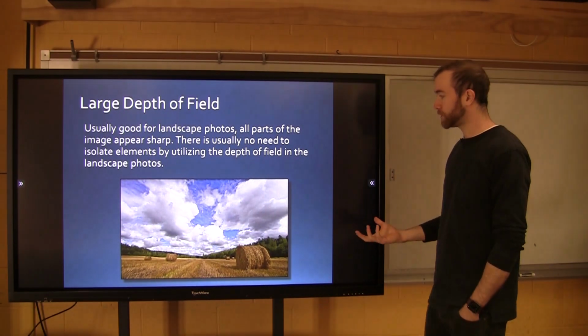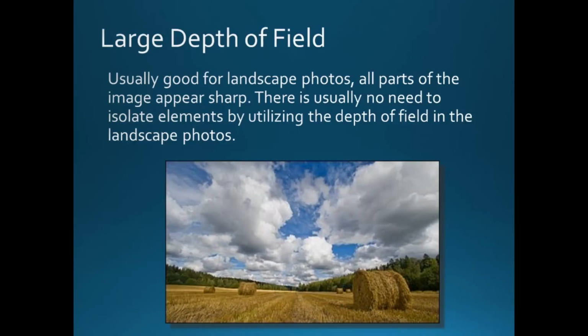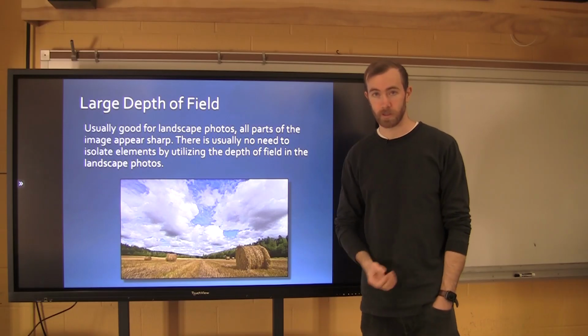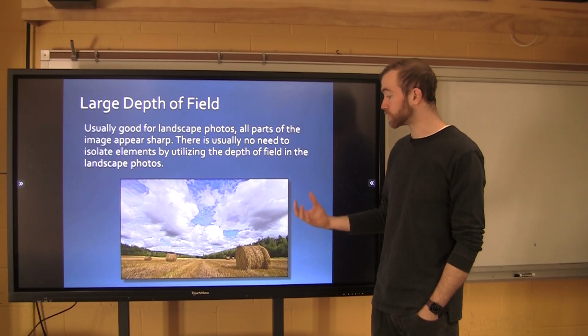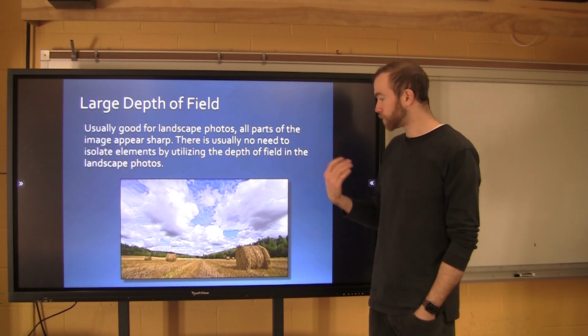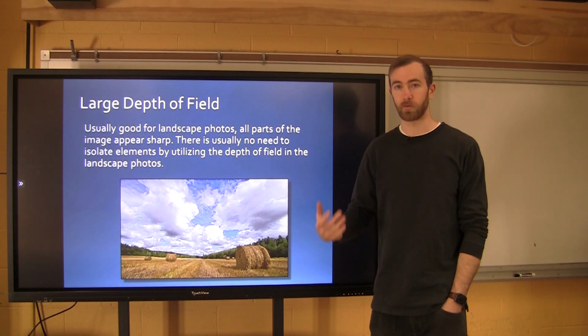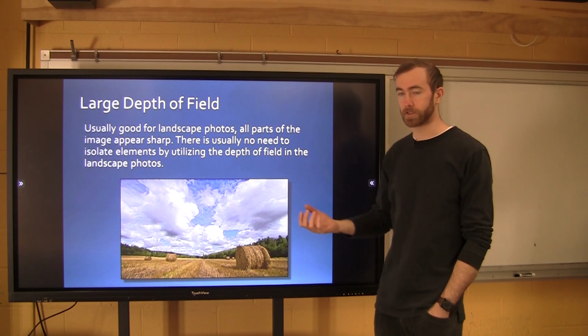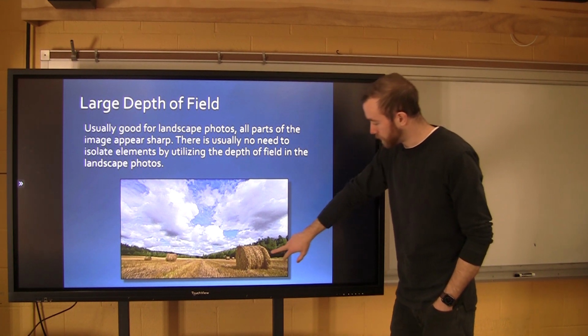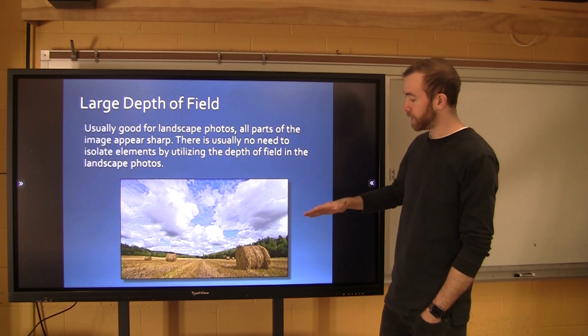Well, large depth of field. Usually great for landscape photos. All parts of the image appear sharp. There's usually no need to isolate elements by utilizing the depth of field in landscape photos. So here, we want to show everything. This is a large landscape. We can show depth because we all know what this is like. We've all stood in a field and looked out and seen that depth, right? So we have some hay bales, the sky, and the field.